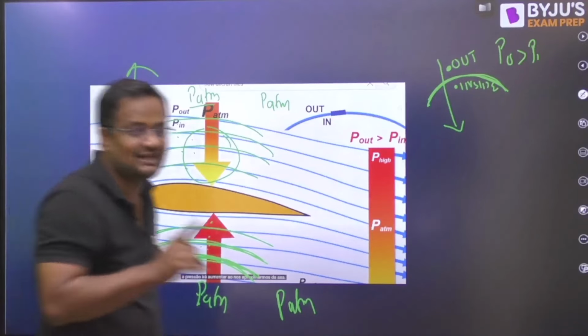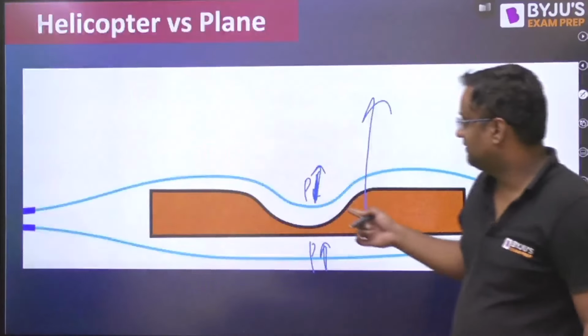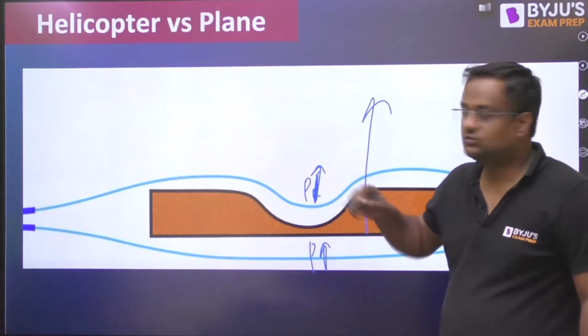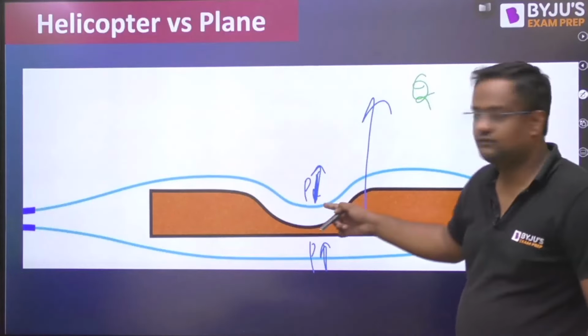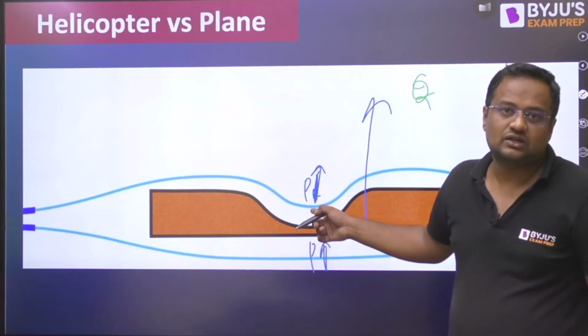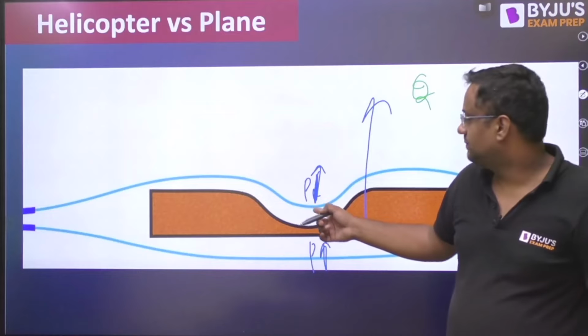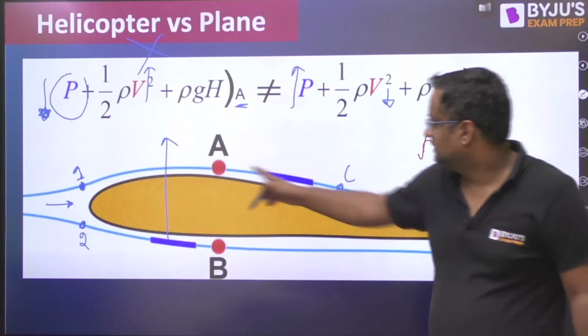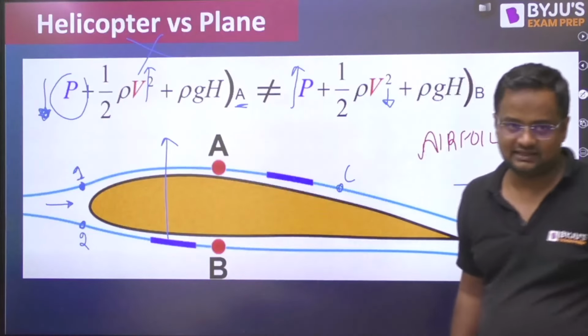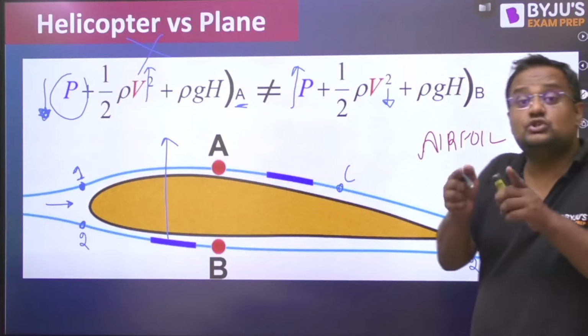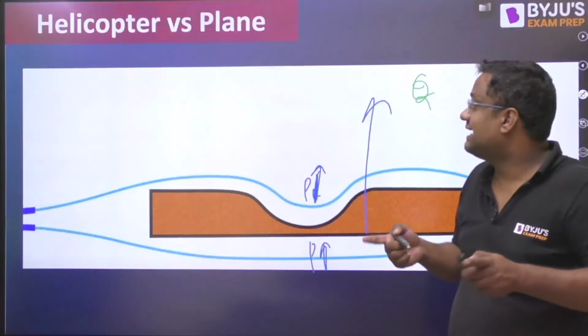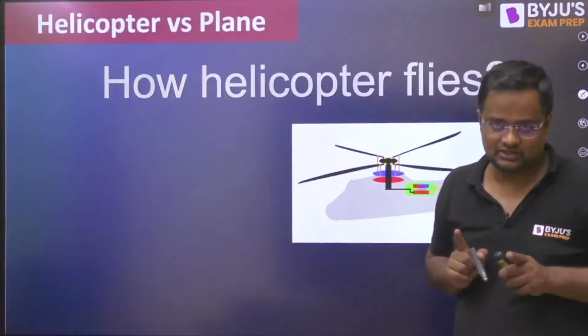That is the exact reason, guys, not Bernoulli. And Bernoulli, I have given you two wrong things. From two points, I am telling you it is wrong. First, this shape. From that concept, this shape also should have a lift. But there is no lift here. Second, Bernoulli principle is only applied in a single streamline, not across different streamlines. Okay, that is used in aeroplane also, and that is used in helicopter as well.